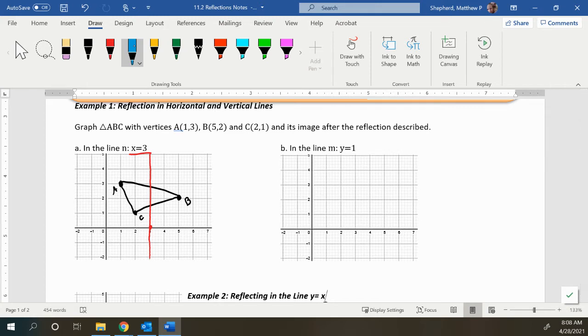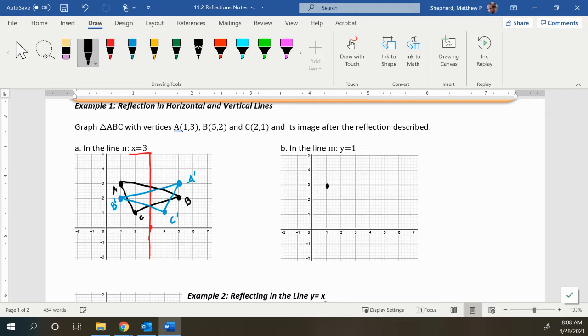So A goes 1, 2 places towards the line, so to make it the exact same distance, 1, 2 after. And that's where point A prime will be. B will go 1, 2 straight towards it, and 1, 2 after. And that's B prime. C only goes 1 towards the line, so it goes 1 after, and that's where C prime will be. And there is our reflection.